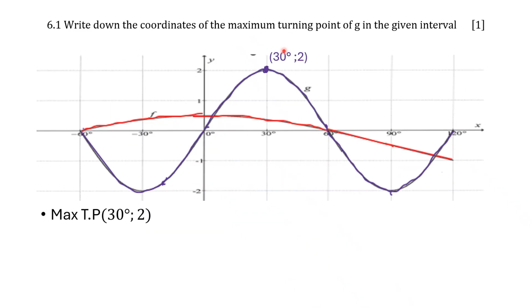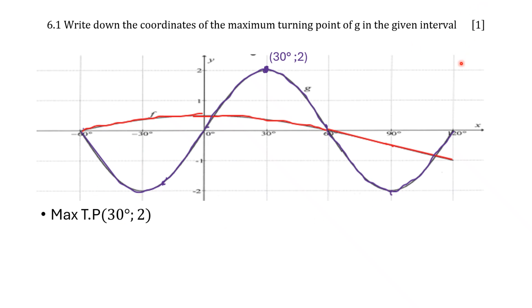Write down the coordinates of the maximum turning point of g in the given interval. The highest point where it turns is at 2, and the x value there is given as 30. So that point is 30 degrees and 2. My maximum turning point is (30°; 2). If they had said minimum turning point, you see there at 90 and negative 2, or at minus 30 and negative 2.